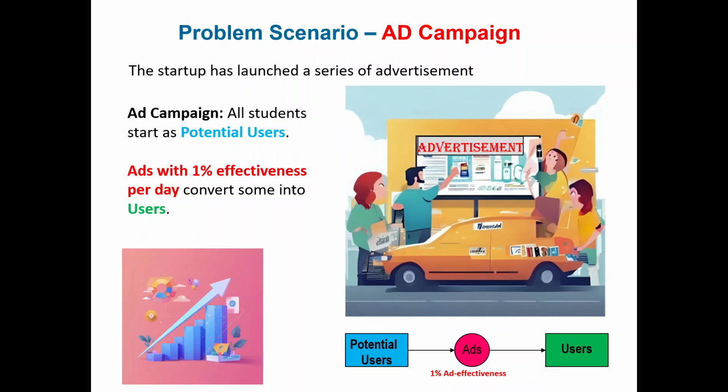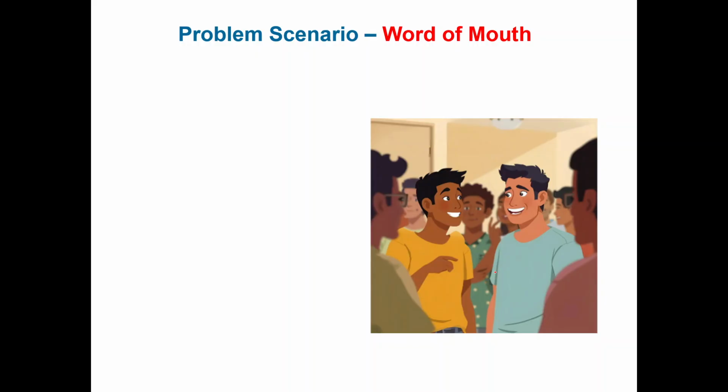In addition to these ad campaigns, there is another thing: word of mouth. Each user, when interacting with peers, has a probability that the student will try to convince others to adopt the same bottle. So another aspect, which will be very important for the adoption of this product among the university students, will be the word of mouth.